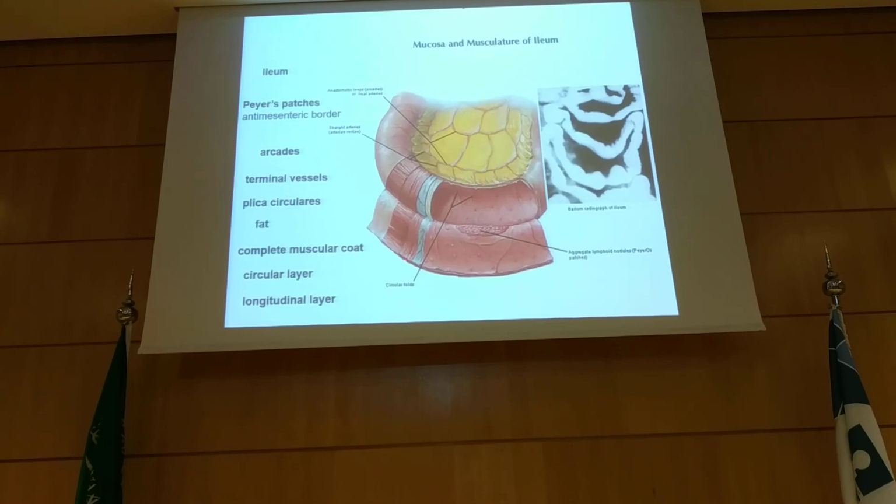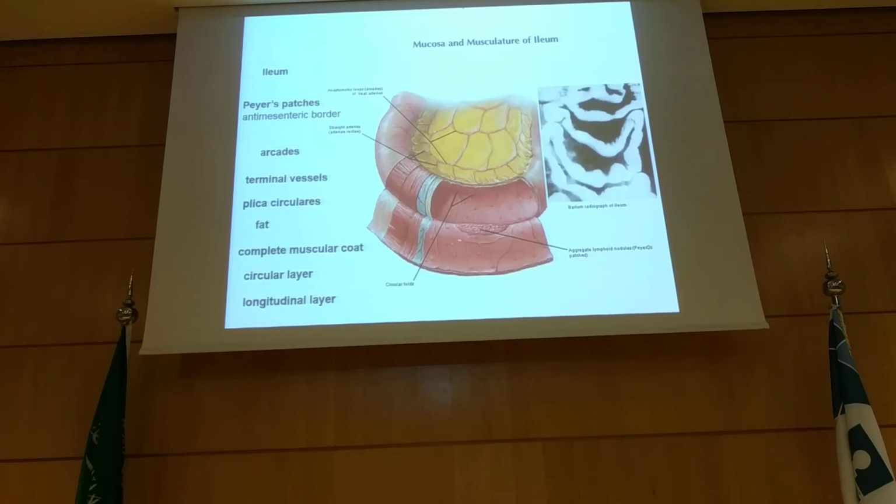On the anti-mesenteric border, meaning the border that is opposite to that where the mesentery is attached. This is the mesenteric border. This is the anti-mesenteric border. You find aggregates of lymphoid tissue. We call them Peyer's patches. Peyer's patches are only present or more abundant in the area of the ileum, but this is from the inside.